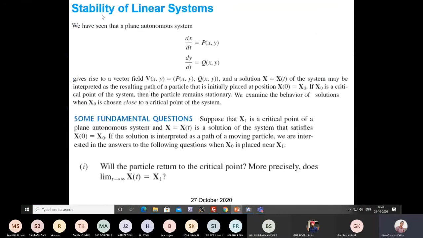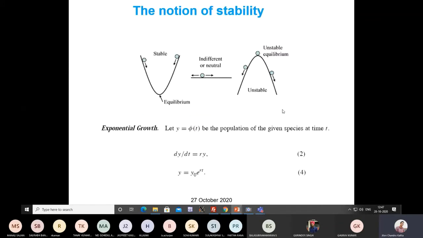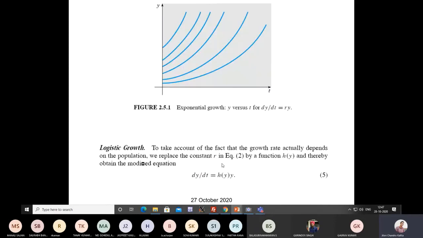So this we have already tackled yesterday. All this stuff is the notion of stability. So this is the exponential growth I am talking about, right? And this is the exponential growth. Now let me tell you one thing here. The equation we considered for exponential growth was a linear equation, isn't it? Are you getting the point?